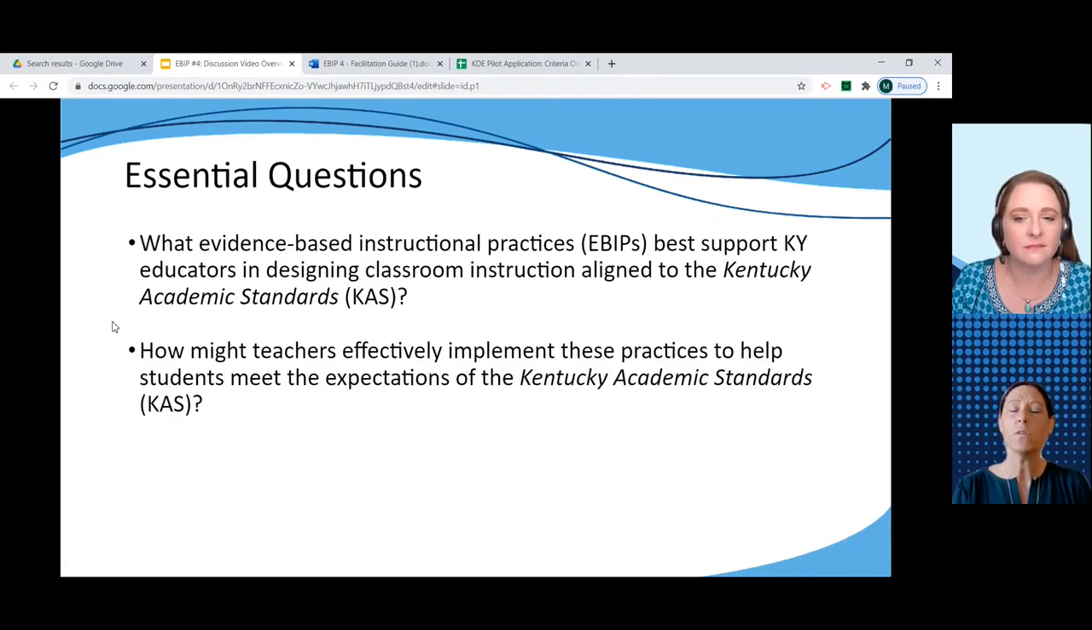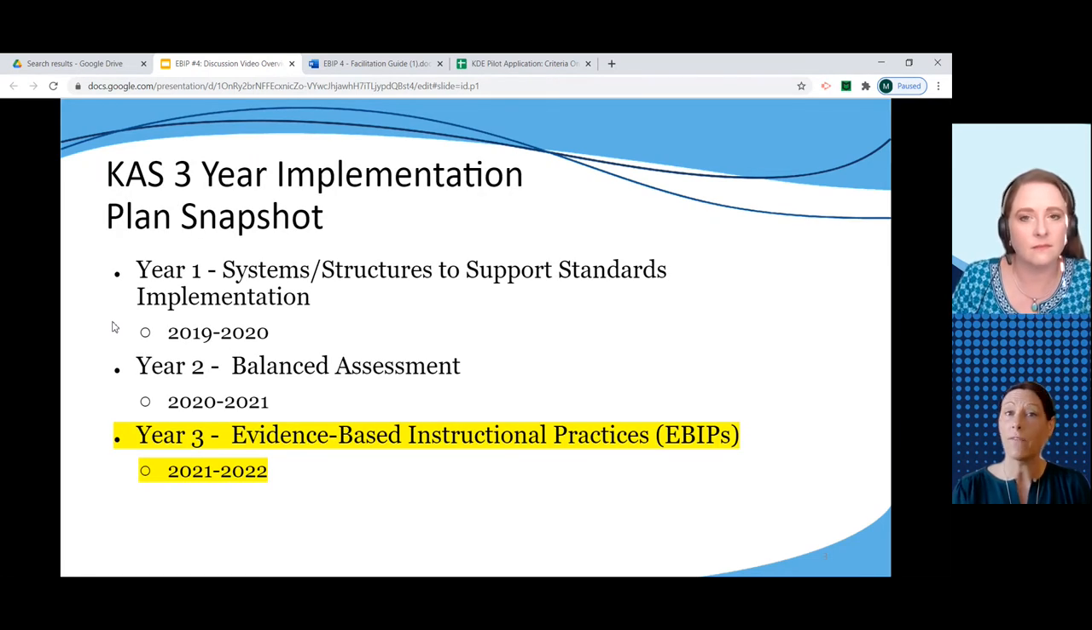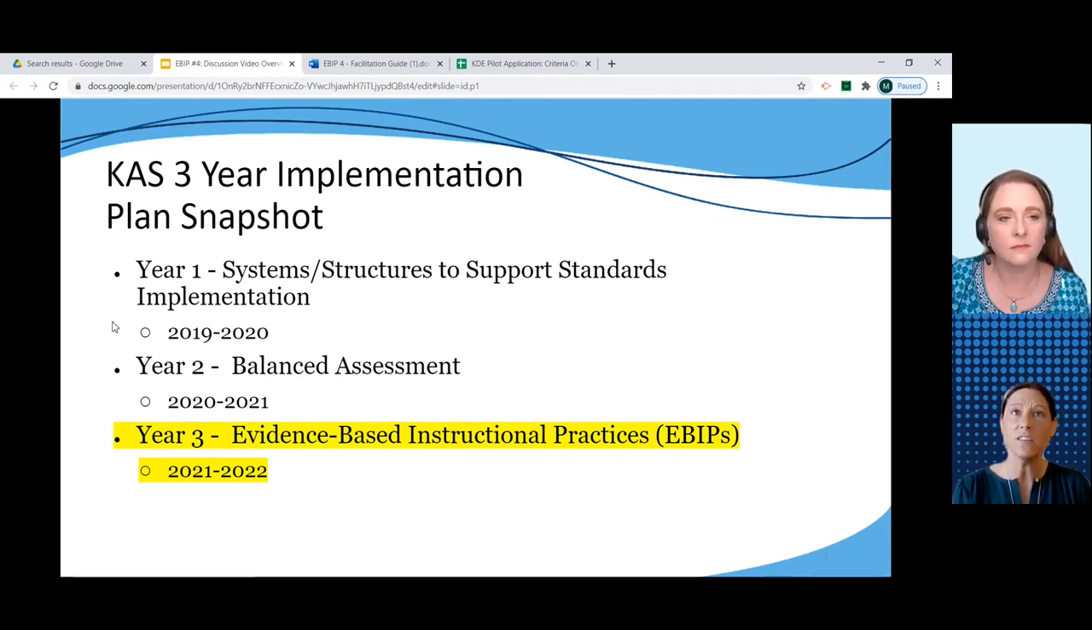And this year we are focusing our work around two essential questions. The first, what evidence-based instructional practices best support Kentucky educators in designing classroom instruction that is aligned to the Kentucky academic standards? And then second, how can teachers effectively implement these practices to help students meet the expectations within the CAS? And we are currently in year three of our three-year implementation plan, and that is focused on evidence-based instructional practices. So we're really looking at the importance of designing classroom instruction that utilizes evidence-based practices that are necessary for students to reach the grade level expectations within the CAS.